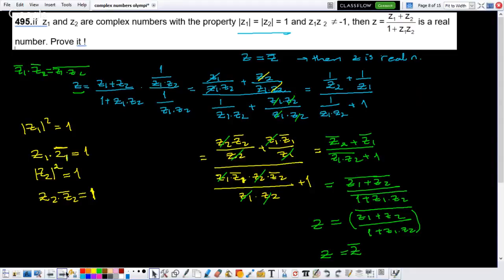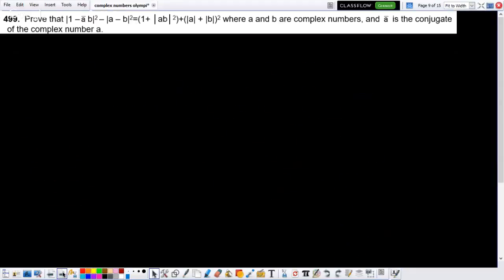Okay, now I'm continuing with the new question here. Prove that |1 minus a conjugate b| square minus |a minus b| square is equal to (1 minus |a| square) times (1 minus |b| square), where a and b are complex numbers and a conjugate is the conjugate of complex number a. I think this is the translation.